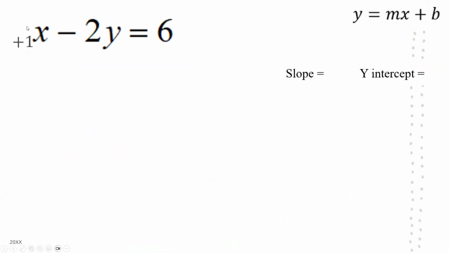Again, a positive x. Sorry. So remember, what number is in front of a variable when it's not there? It's a 1, and it's always a positive 1. So please remember that. Plus 1x. Put that right in front of it.